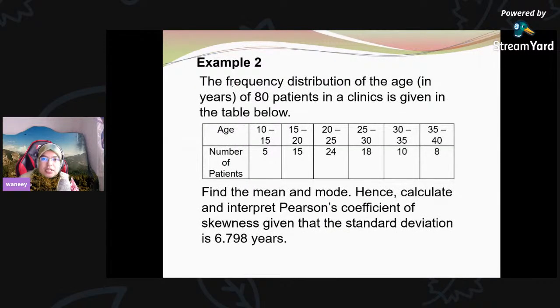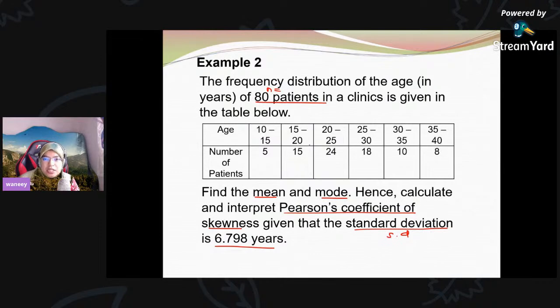Next, Example 2, the frequency distribution of 80 patients. I already have the n, which is equal to 80. We have the age and the number of patients. Find the mean and the mode. Hence calculate and interpret the Pearson coefficient of skewness given that the standard deviation is 6.798. So basically they already give us the standard deviation, the SD, so that means we don't really need to calculate it again. Now find the mean and the mode.